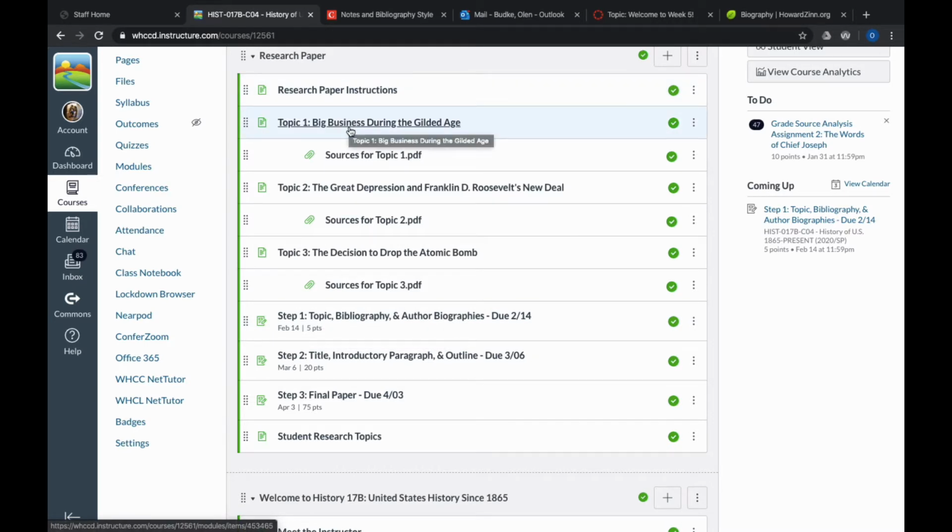Topic one, big business during the Gilded Age. This is looking at the rise of industry, the rise of corporate America, and all of the innovation and inventions and modernization that takes place during the Gilded Age, the late 1800s. Now, that's all in the plus column, right? America becomes powerful, we modernize in a lot of ways, we innovate, and we make a lot of progress in many regards.